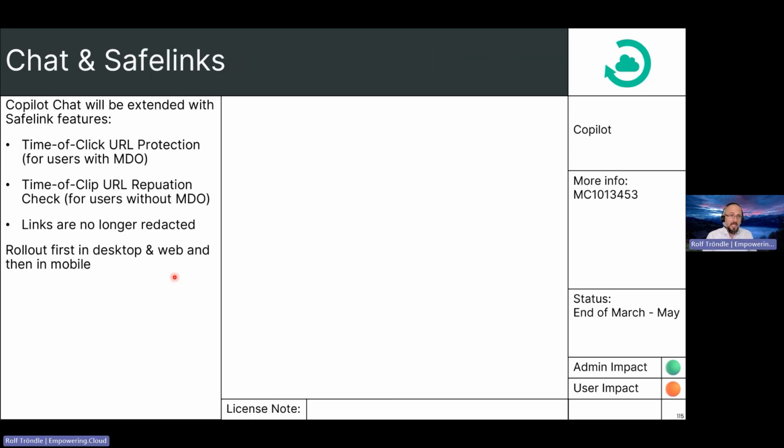Then Copilot Chat will be extended with safe links features. If you have Defender for Office 365 licenses, then you have time of click URL protection as you're used to from emails or Teams chat. And you will get time of click, sorry for this typo, URL reputation check for users without Defender for Office 365 licenses. So at least you get the reputation check in there. And links will no longer be redacted. First, you will get this feature in desktop and web and then in mobile. So your links inside Copilot Chat will be protected as well.